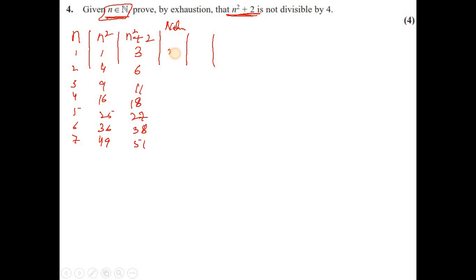So 3 is an odd number, this is even, I'm writing in short: odd, even, odd, even, and then odd. Clearly, for the next column you can make a check for divisibility by 4. If the number is odd, the final number is odd, it cannot be divided by 4. So no.